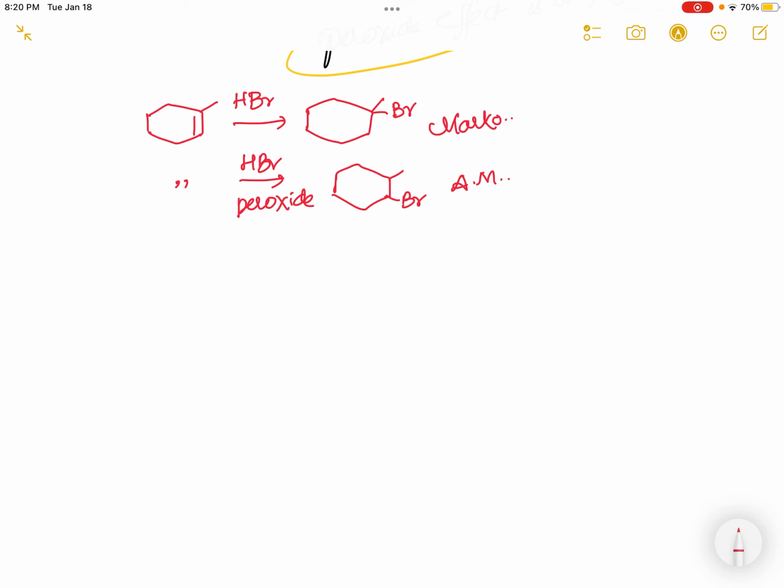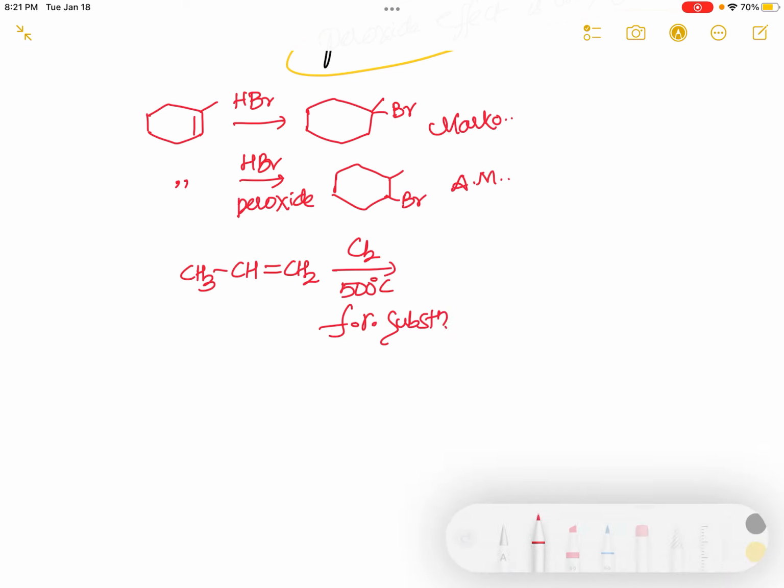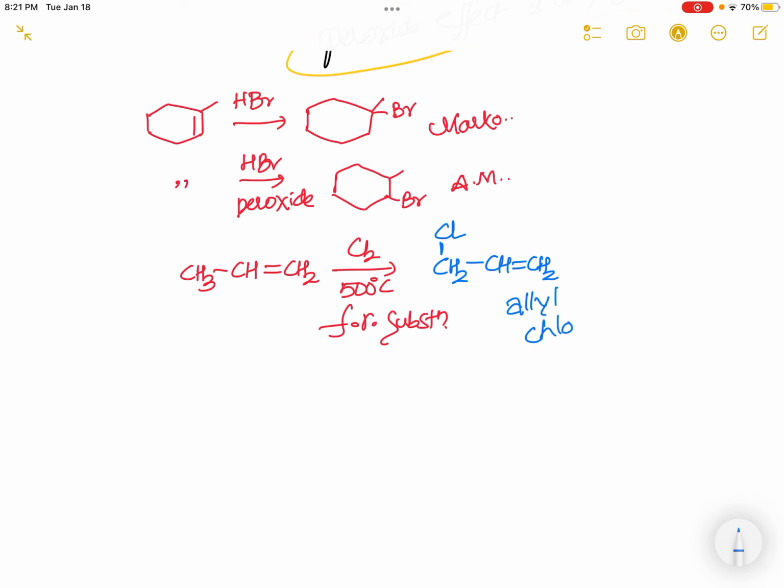Allylic halogenation can also be done in the same way. CH3, CH double bond CH2, when this is treated with chlorine at 500 degrees Celsius, this is again free radical substitution. You will be getting here CH2, CH double bond CH2, with chlorine here. Allyl chloride.